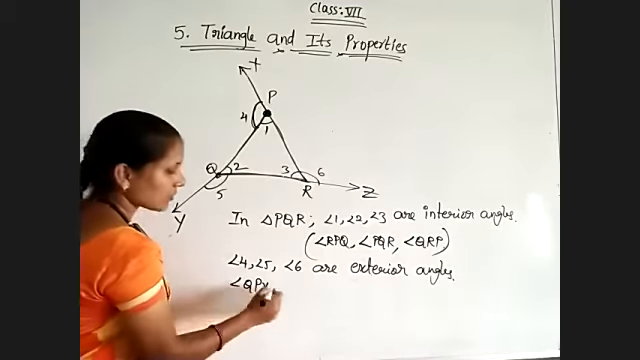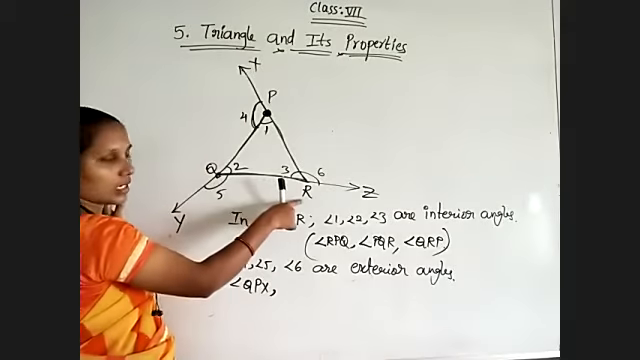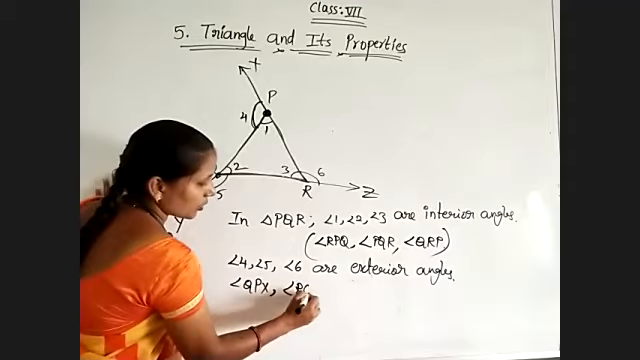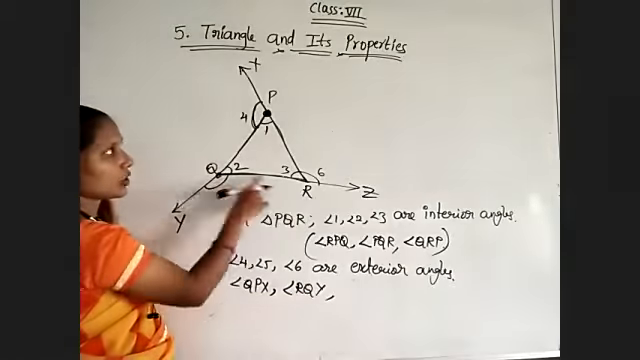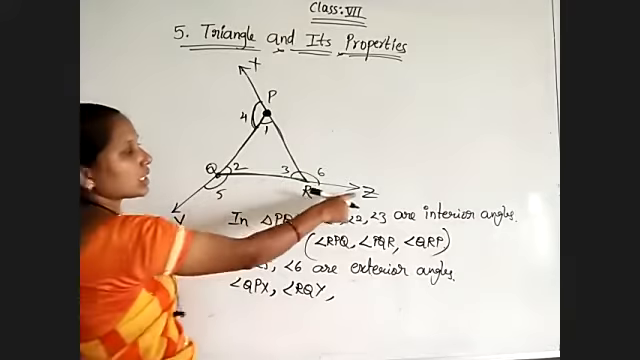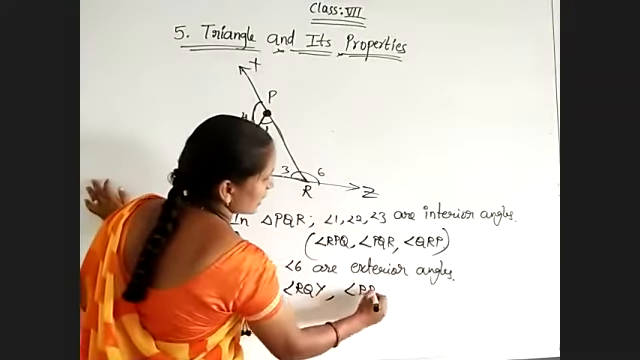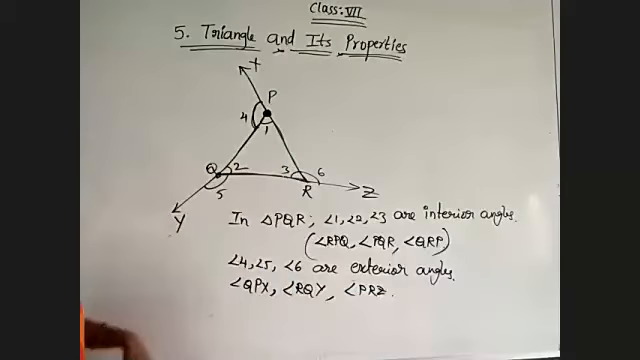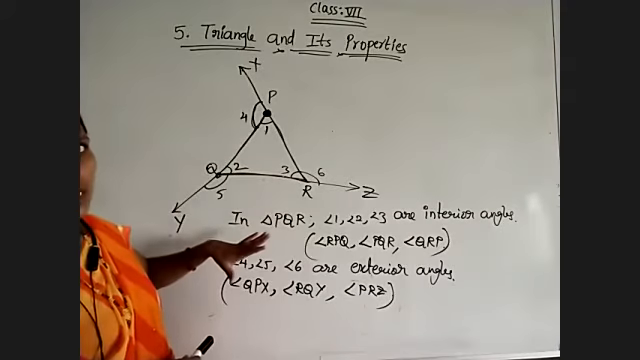Okay. And next for angle 5, what do we have to write? YQR, otherwise RQY, no problem. So angle RQY. Then for R, you can write ZRP, otherwise PRZ. So I am writing angle PRZ. These are the exterior angles of this triangle. So for a triangle, we can get interior angles and exterior angles also.